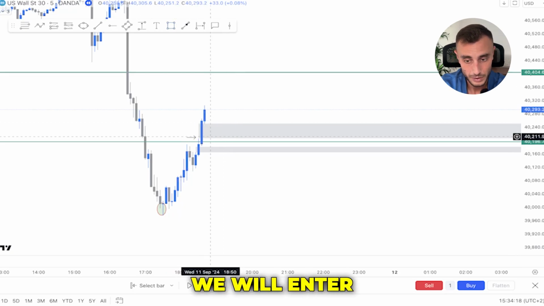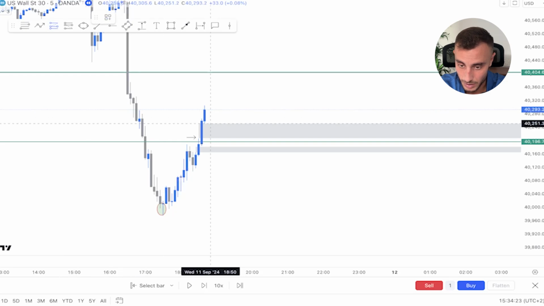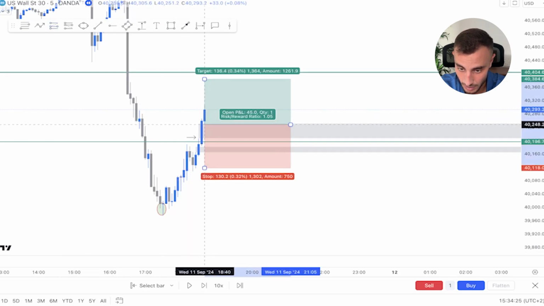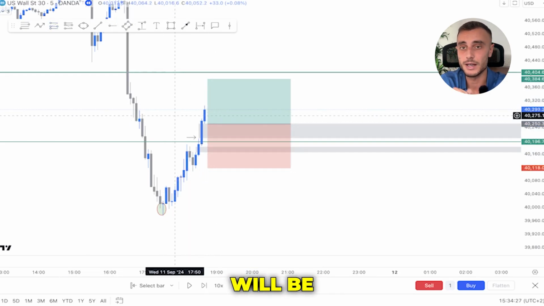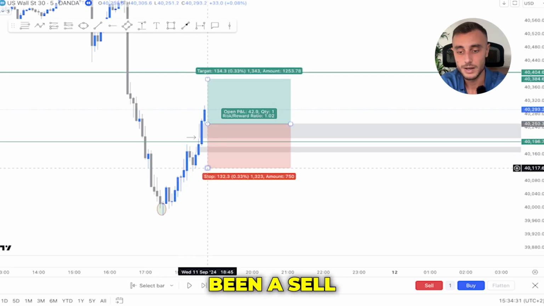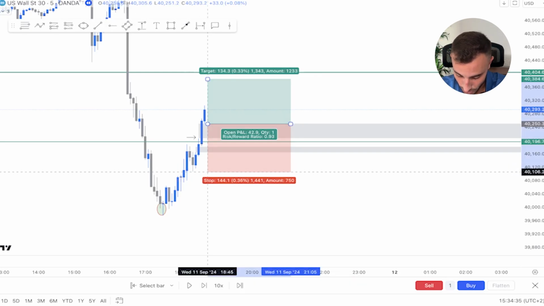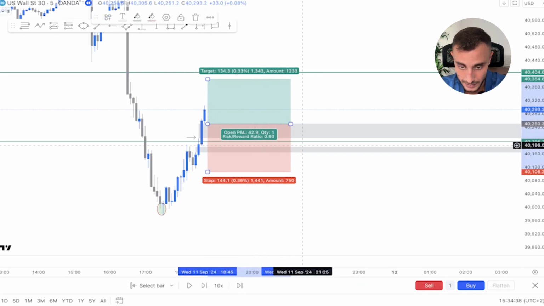In this case, we will enter to the nearest fair value gap. We will place the buy limit right here. This is the next step, okay? And the stop loss will be right below the low in this case because it's a buy, and if it would have been a sell, then it would have been above the high, okay? These are the rules for the stop loss when placing the trade.